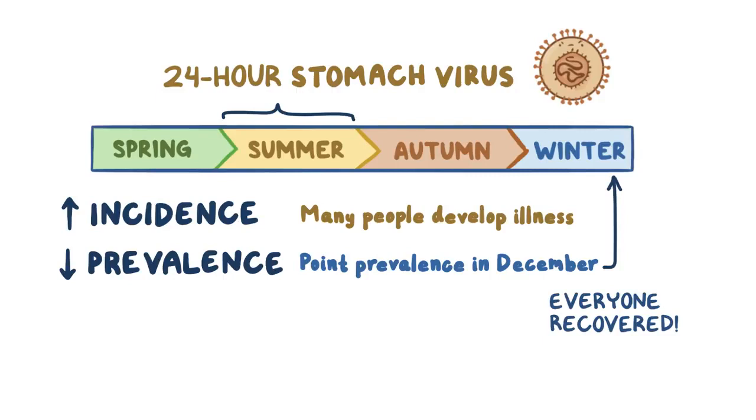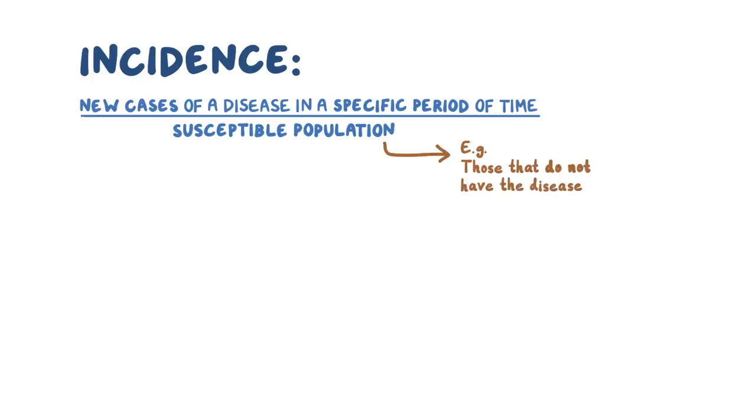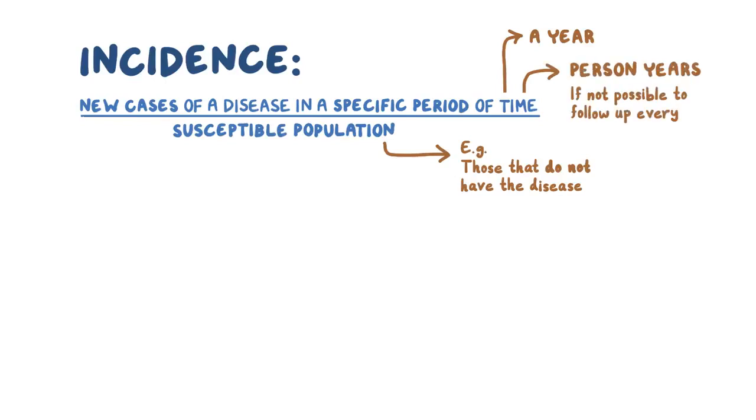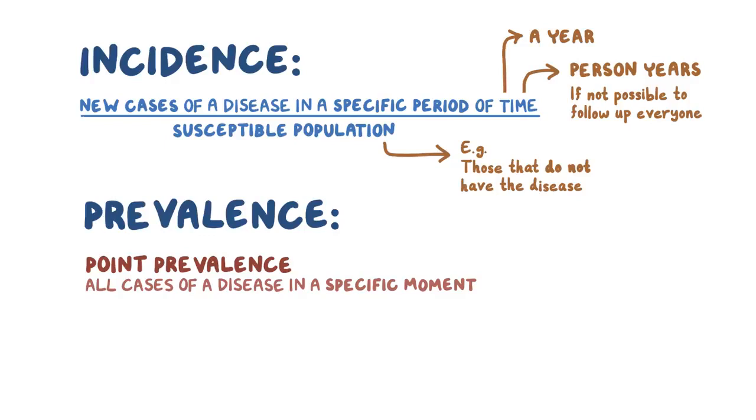Okay, so as a quick recap, incidence is the number of new cases of a disease in a specific period of time divided by the susceptible population. For example, those that don't have the disease already. It might be calculated as the new cases in a year, or it can be calculated by person years if it's not possible to follow up on everyone. Prevalence is all cases of a disease in a specific moment, typically at the time of a survey, called point prevalence, although it can also use a specific period of time, called period prevalence.